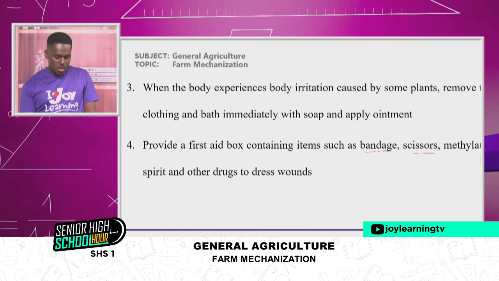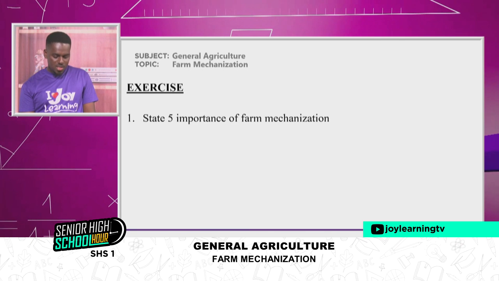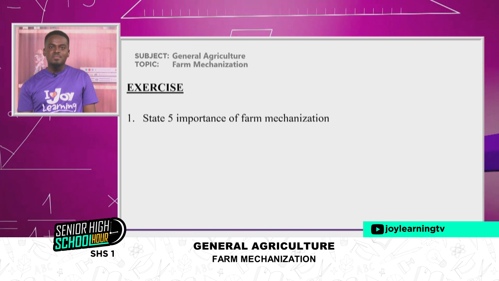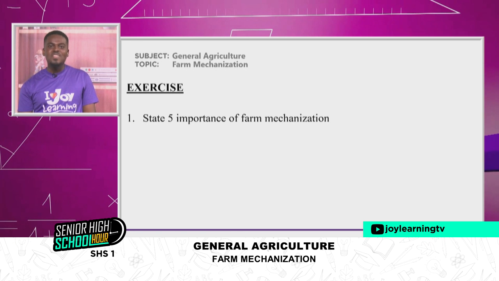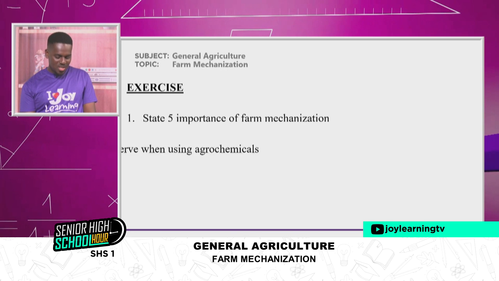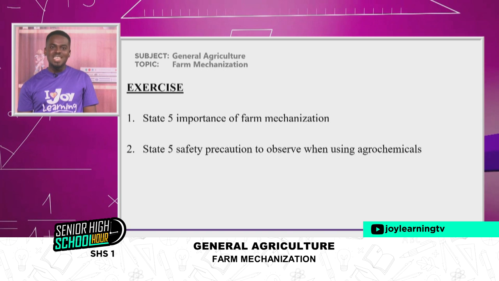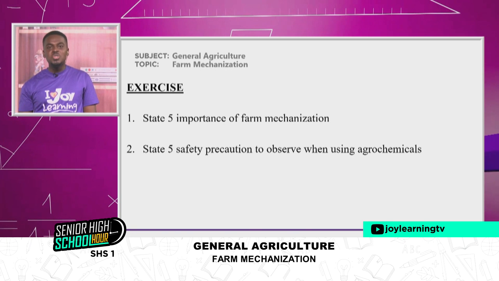So take your book and write these questions as an exercise. Question one, state five importance of farm mechanization. I'm sure this one is easy. You'll be able to do it. Also, state five safety precautions to observe when using agrochemicals.